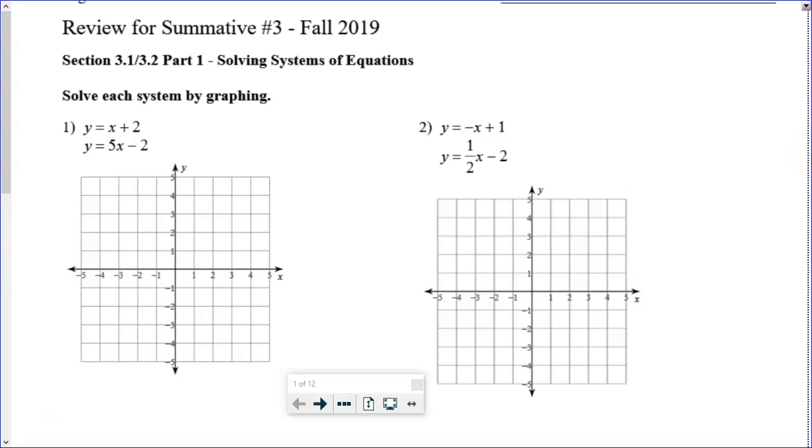So this is our review for summative number 3 in the fall of 2019. And the first section that you guys see, this is a repeated section. You already have scores on solving systems by graphing, but you're all going to get a new score tomorrow. So you're going to be responsible for solving by graphing, solving by substitution, and elimination. And it's very specific as to which one you have to approach it with.